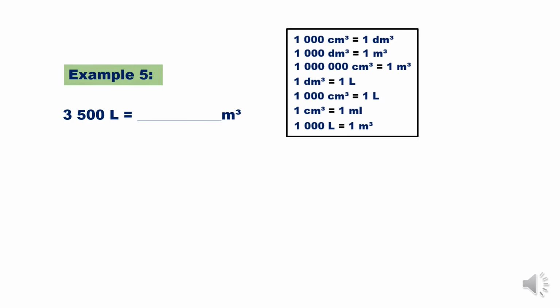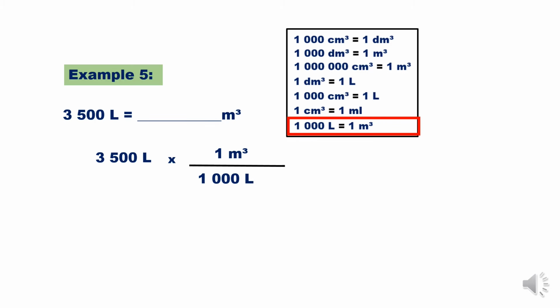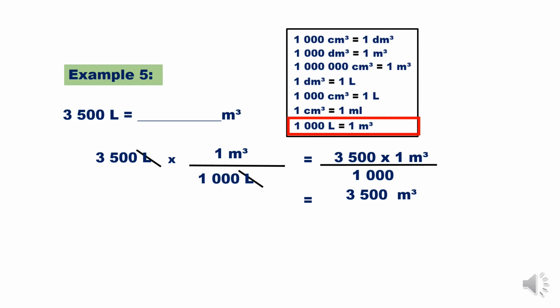Another solution for example 5 gamit ang conversion. Meron bang liter to cubic meter? Meron. So, i-multiply natin ang conversion na yan. Nasa ilalim o ang denominator ay ang liter. Then, cancel. Then, 3,500 times 1 cubic meter divided by 1,000. And that is 3,500 cubic meter divided by 1,000 equals 3.5 cubic meters.